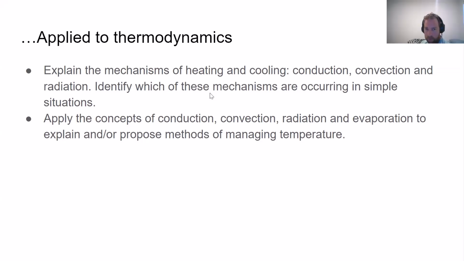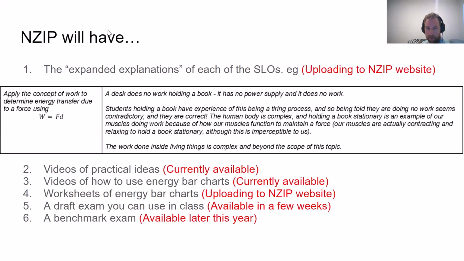So those are all of the student learning outcomes. NZIP have already got a folder up there, as Kerry said, that has practical ideas, videos of the practical ideas, videos of the energy bar charts. When we put together these student learning outcomes, we made an expanded document to explain things that might happen and problems you might get and ideas that we're thinking of. This is an example of that.